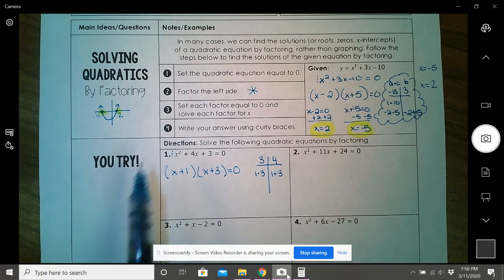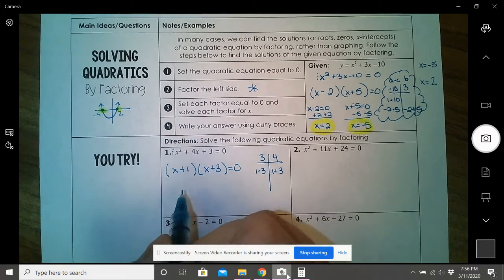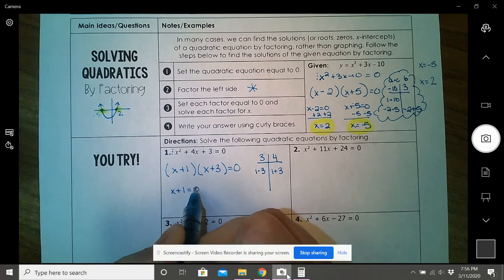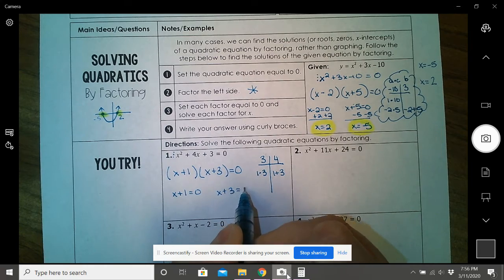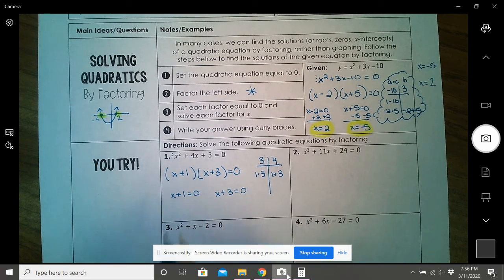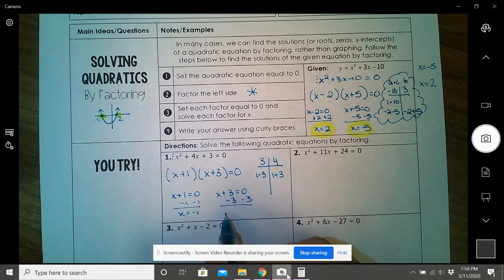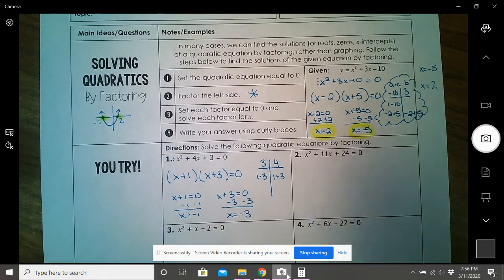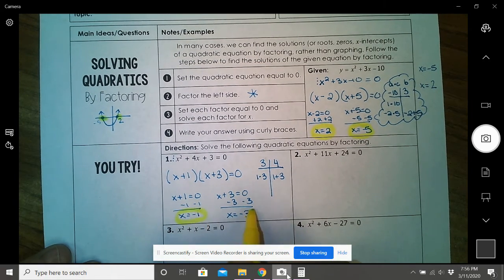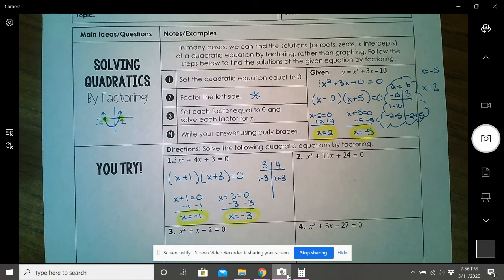So I'm on to the solving step. Set each factor equal to 0 and solve for x. So I'd subtract 1 on both sides for the first factor and get negative 1. Subtract 3 on both sides for the second factor and get negative 3. I have 2 solutions, x equals negative 1, x equals negative 3.